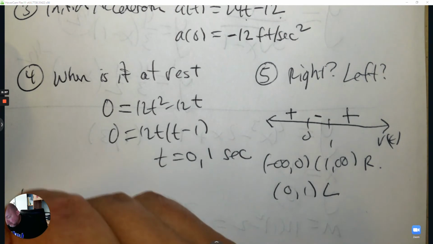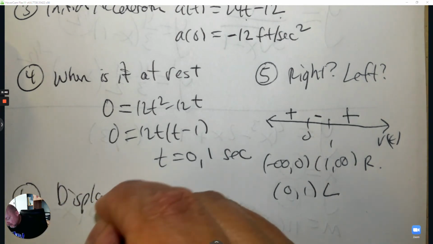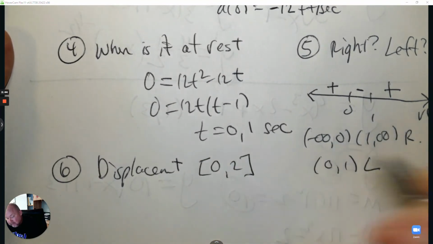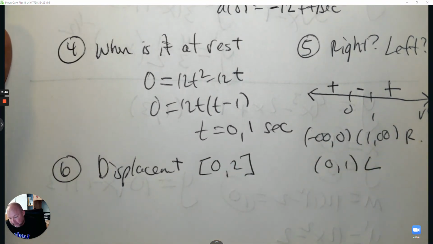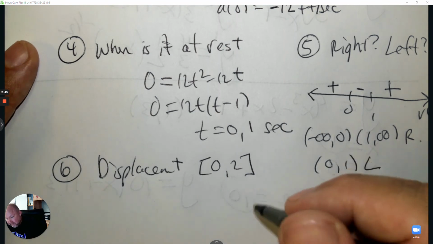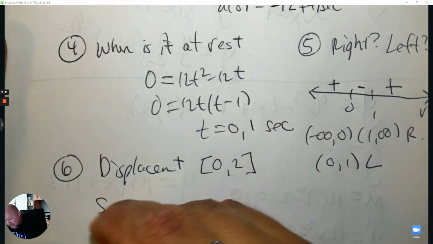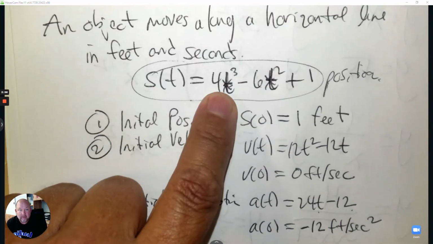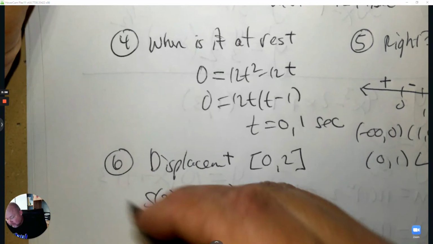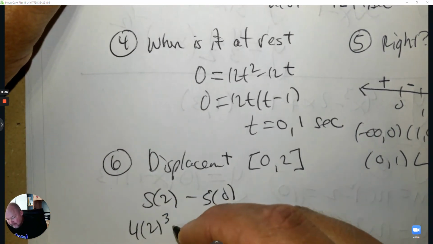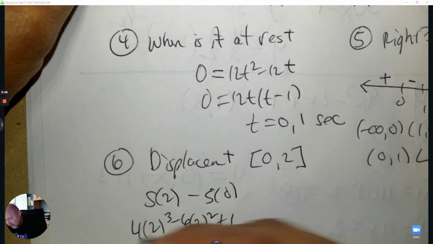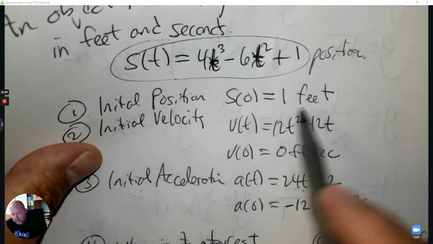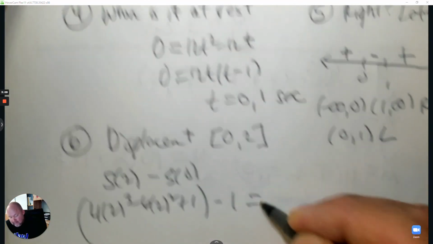If I ask you for displacement, I would have to give you a range. So what's the displacement from 0 to 2? I then would plug in 2 and 0 into the position equation. So if I plugged in 2, I need to get an answer. And then if I plug in 0, well, that's the initial position. I already plugged in 0. That answer is 1. And then I just have to solve this.